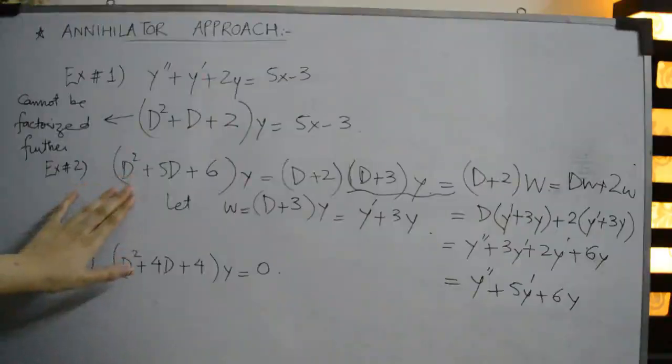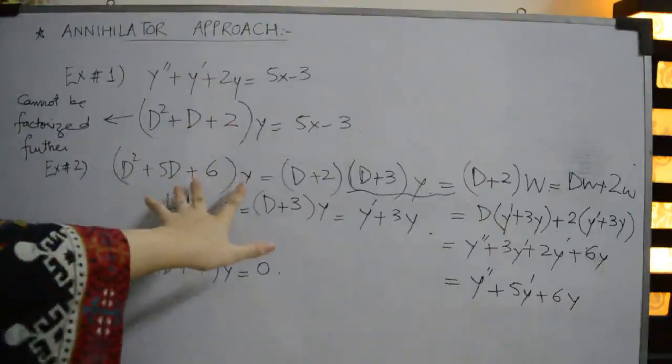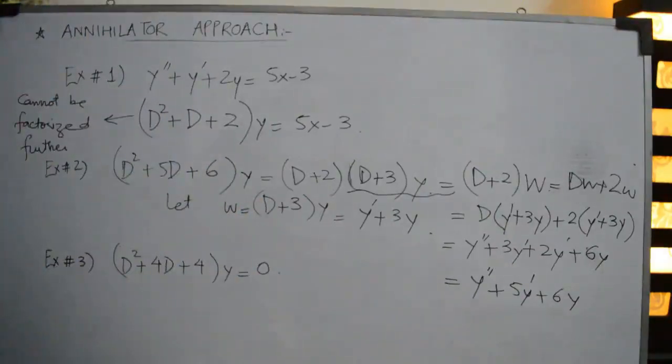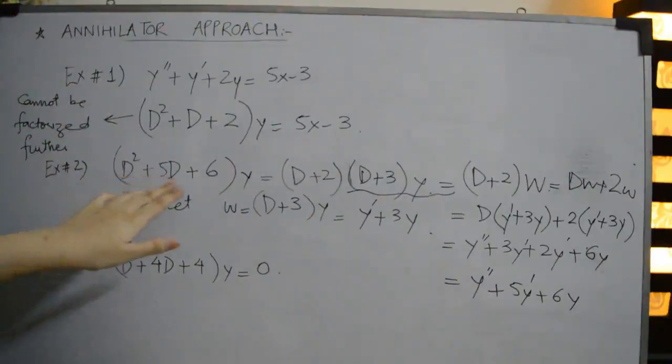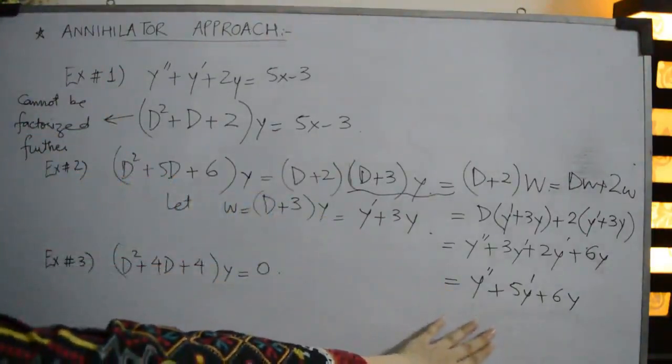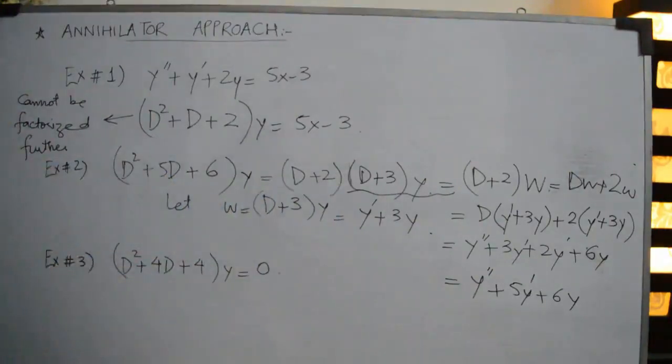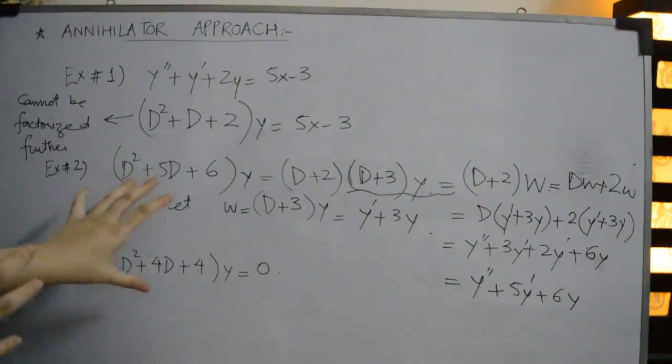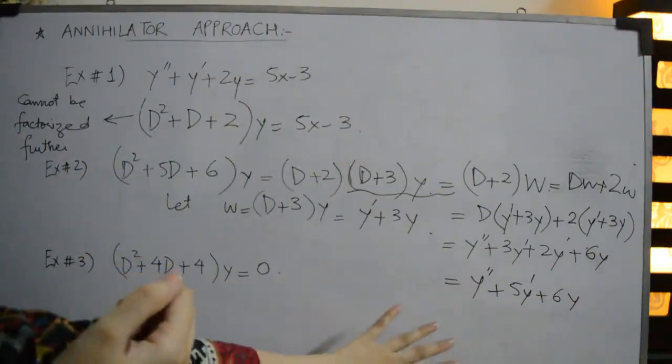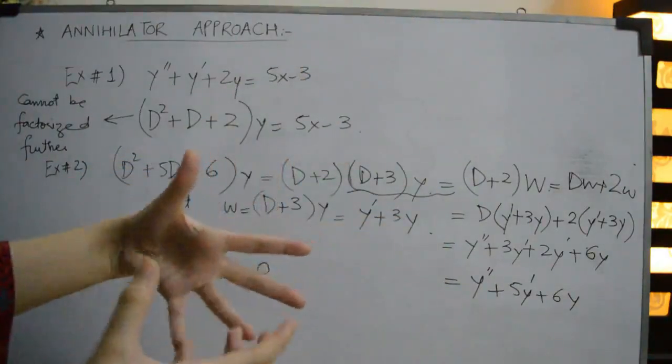So definitely you can see that this linear differential operator can be written in terms of the differential equation. D² + 5D + 6 can be written in terms of y'' + 5y' + 6y. In the first example, the differential equation was given and we wrote it in terms of the differential operator, and in the second example the differential operator was given, and we wrote it in terms of derivatives.